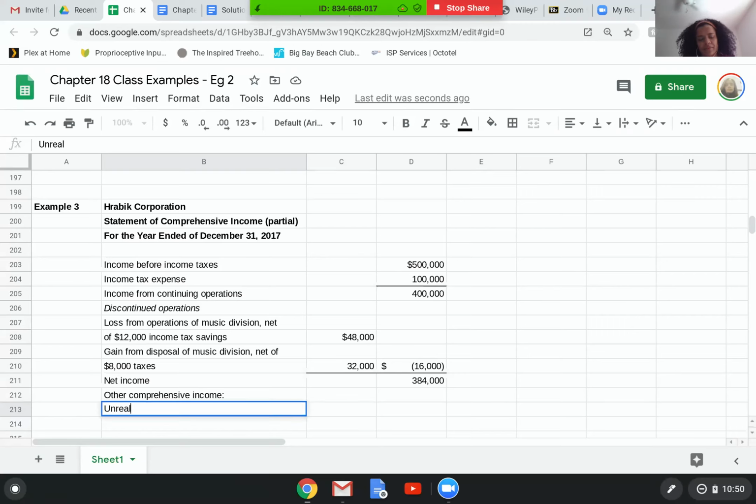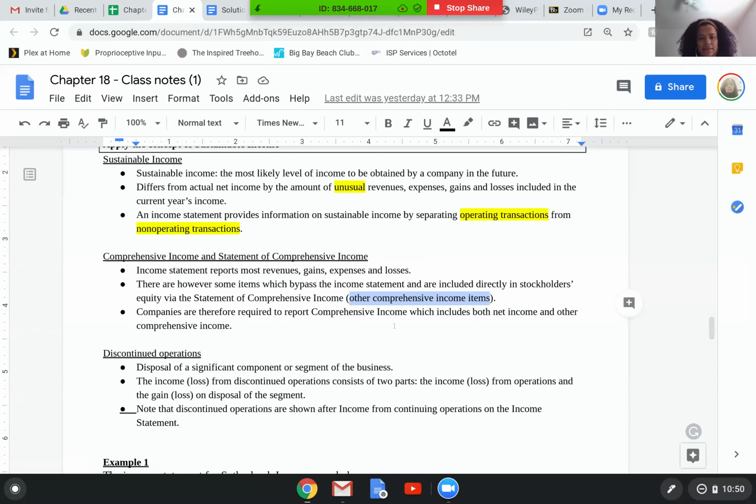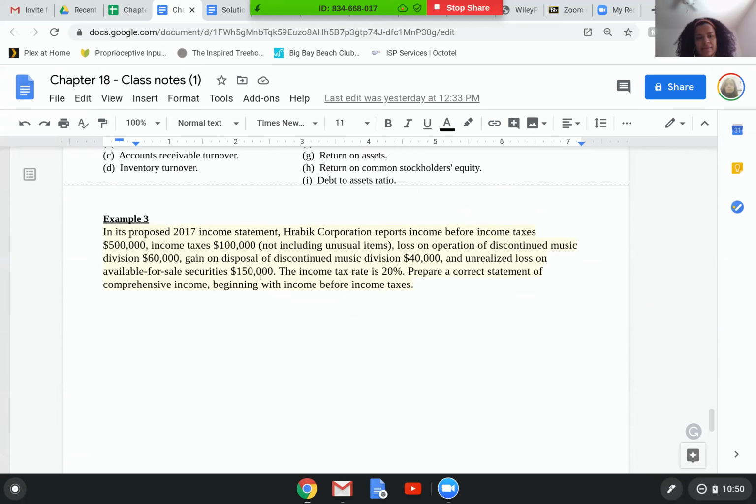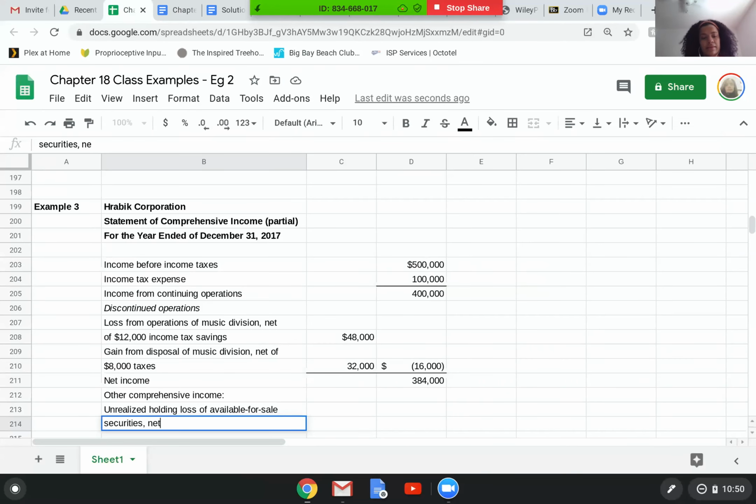If you just put loss on available for sale, that's fine. But I'm just writing it the way it would normally be written out in practice and the way the book writes it. So this is an unrealized loss, holding loss of available for sale securities. And again, this number was shown pre-tax, so you still have to take the tax impact out. 20% on 150,000 is 30,000. So it's net of 30,000 income tax. In this case, again, savings, right?